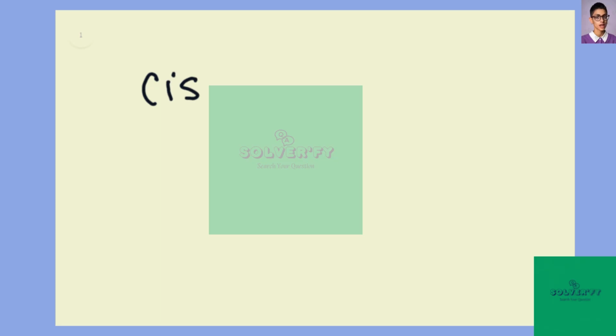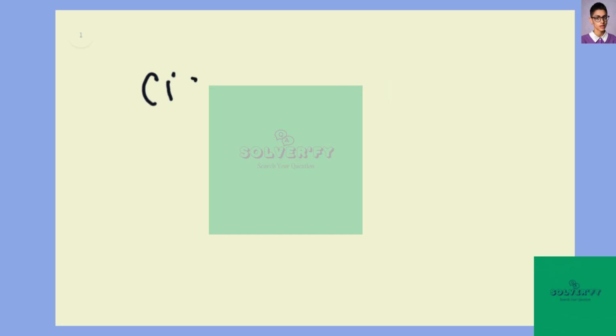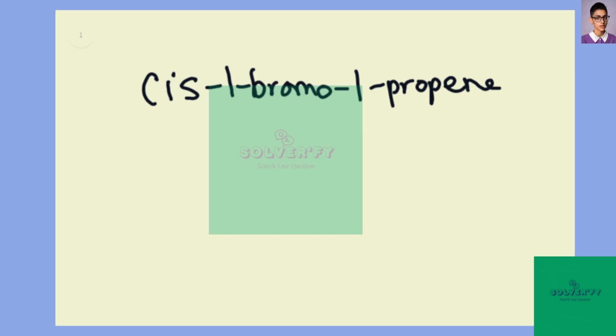So for the first one, we do have a 3-carbon chain, with the double bond being on carbon number 1, which is also where the bromine is. So we're numbering from right to left here. And since we have that methyl group, the CH3, and the bromine on the same side of the compound, we can call that a cis isomer, right? So it's a cis 1-bromo-1-propene for the 3-carbon chain with the double bond.